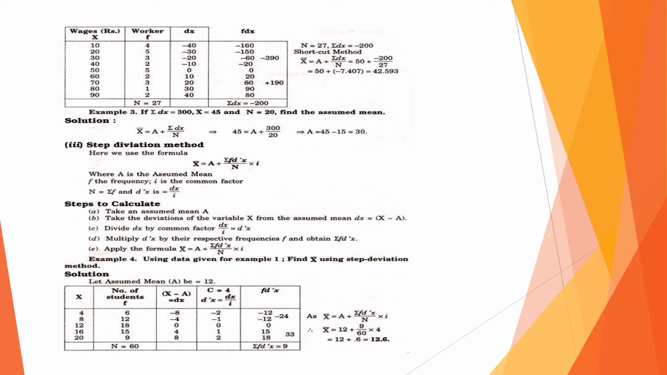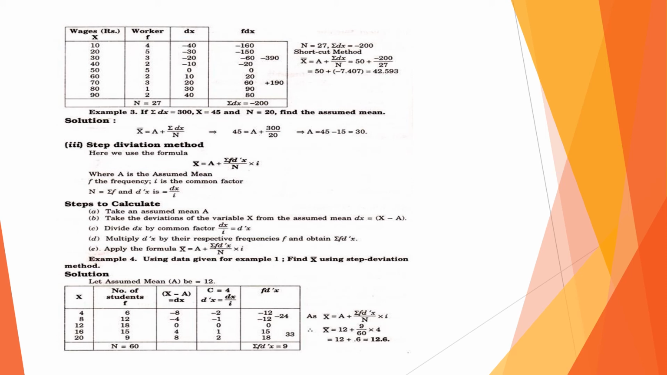Now the next step, we have to find out dx. How to find out? X minus a. Clear? 4 minus 12, 8 minus 12, 12 minus 12, 16 minus 12 and 20 minus 12. Then I will be able to find dx: minus 8, minus 4, 0, 4 and 8. Now I have to select one number which divides dx, that is 4.